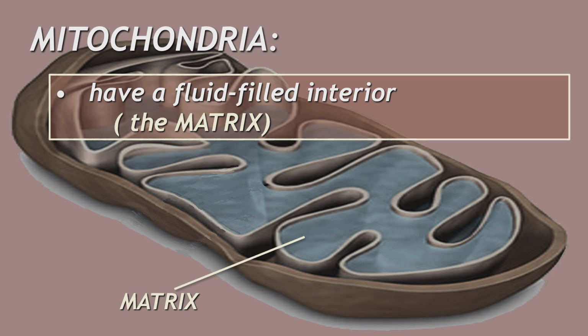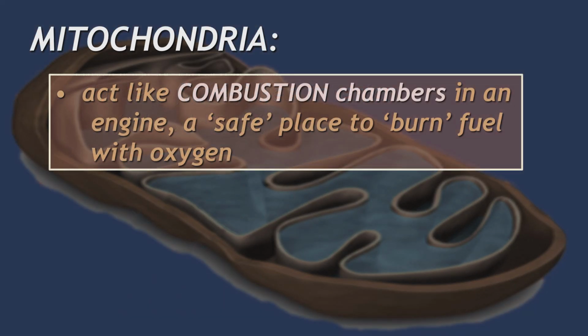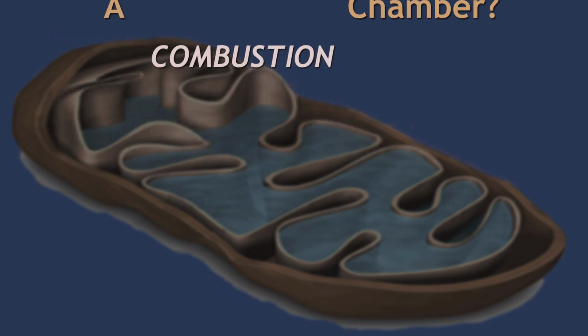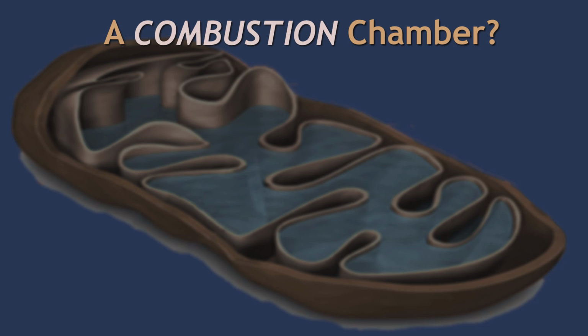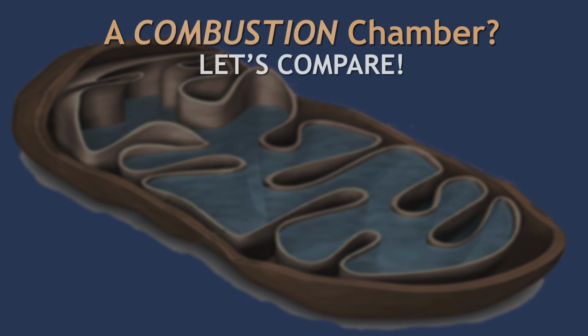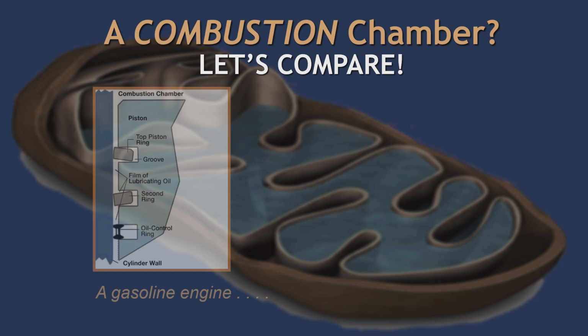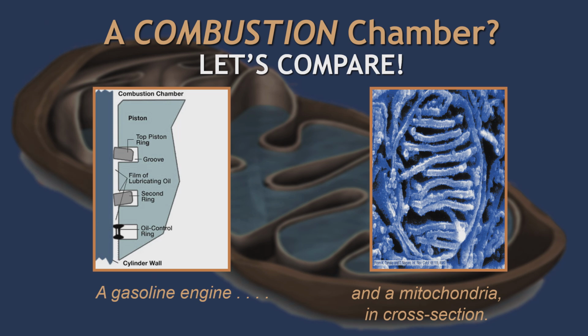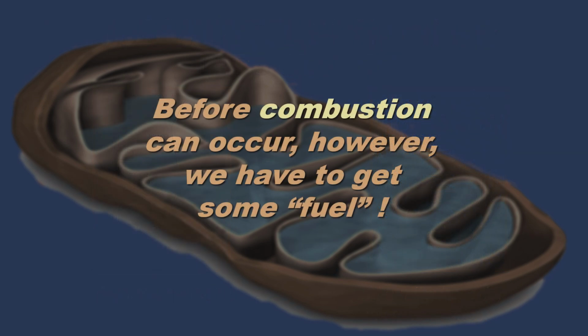Mitochondria act like combustion chambers in an engine, a safe place to burn fuel with oxygen. In a standard gasoline engine, the combustion chamber, we react gasoline with oxygen. We react it in the tiny spaces where the pistons go up and down the cylinders inside the internal combustion engine. It's an overlapping area with high surface area. And here's the mitochondria, an actual electron micrograph showing the structure of the cristae membranes overlapping. It's a very similar structure.